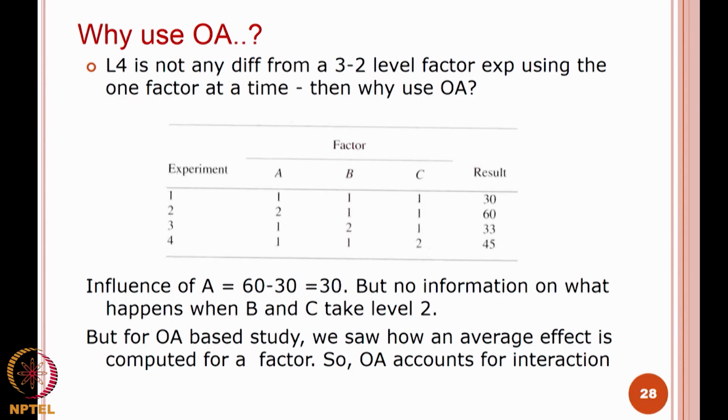L4 is not any different from the 3 two-level factor experiment using one factor at a time, then why use an orthogonal array? So, this is that experiment. So, if you see here, we have 3 ones. Okay. Influence of A is known, but there is no information on what happens when B and C take level 2.